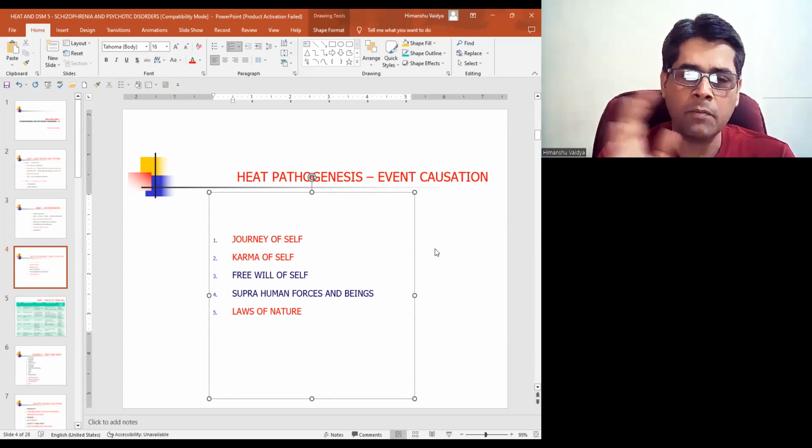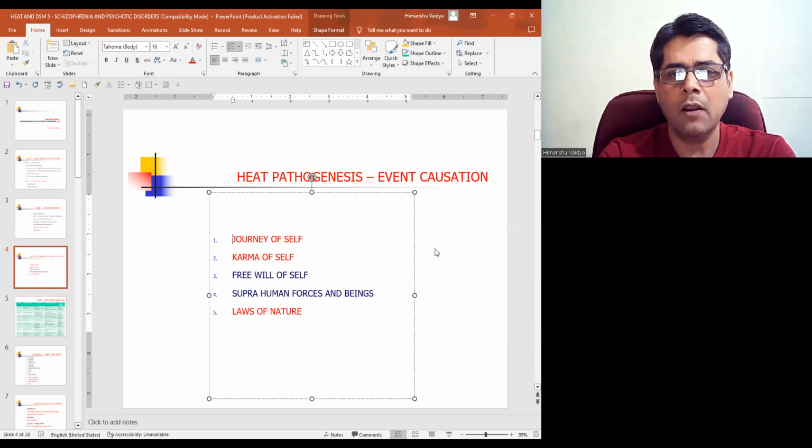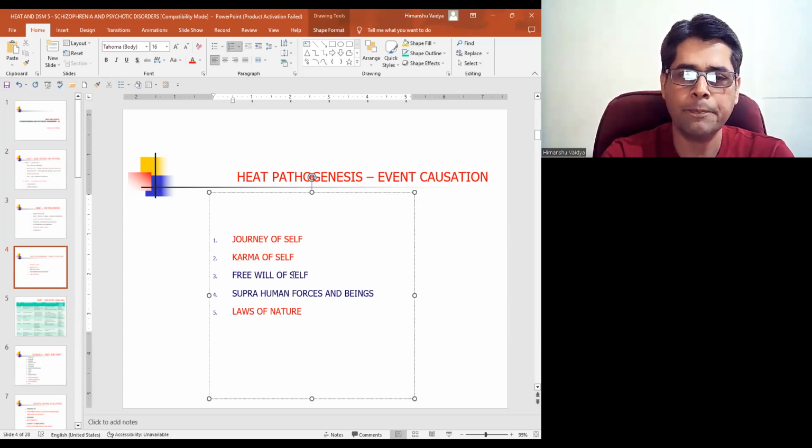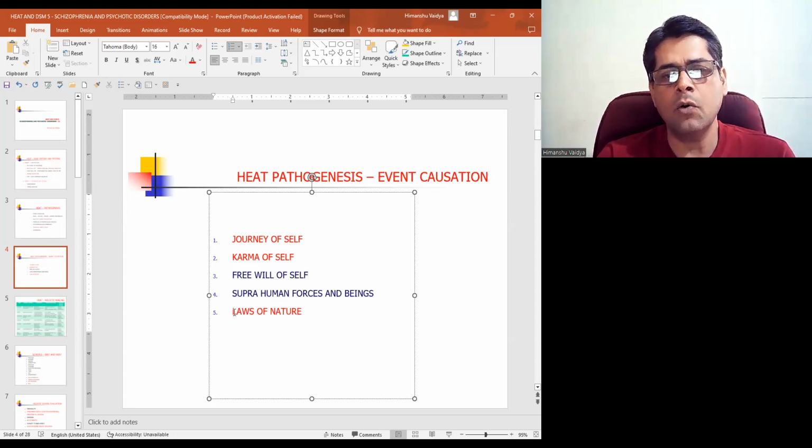So when we eliminate from the comprehensive model what seems unlikely or something that we cannot do anything about, we are left with certain elements which are useful. For example, can the person be suffering from it because this is the journey his soul has decided? Can it be the karma? Can it be the free will of the self? No, it will not be the free will. It can be free will under the influence of the unconscious. It cannot be a conscious free will. Can there be suprahuman forces and beings at work, possible in the holistic framework? Can laws of nature be at work? Of course, this is the core explanation. This is 80% of the whole thing. The rest is 20%.